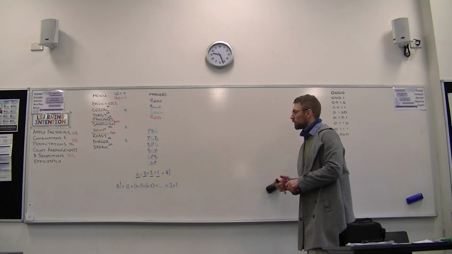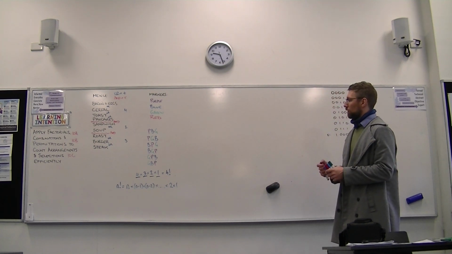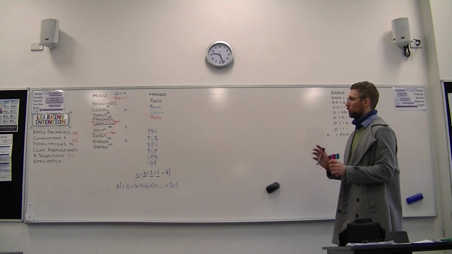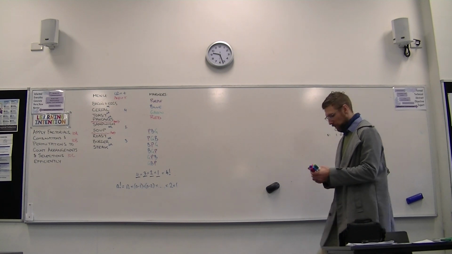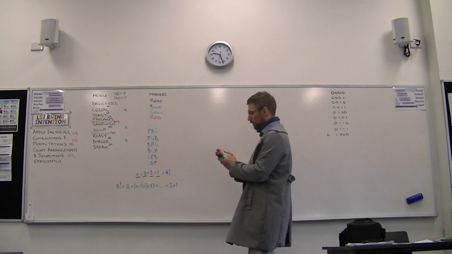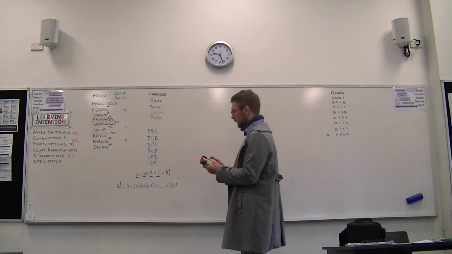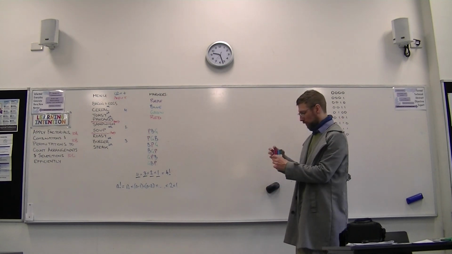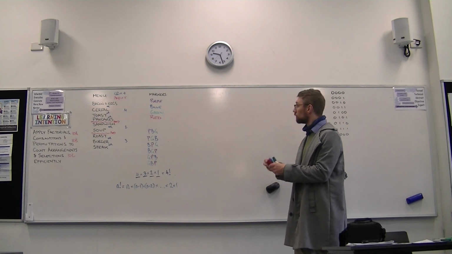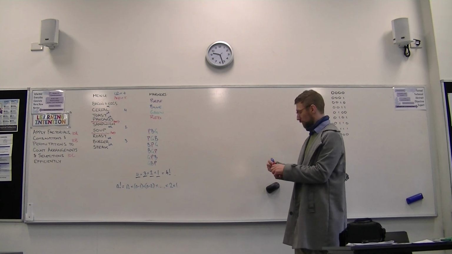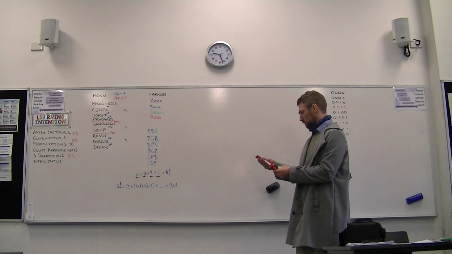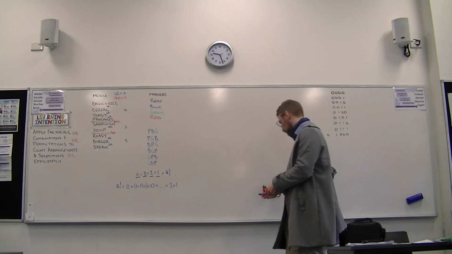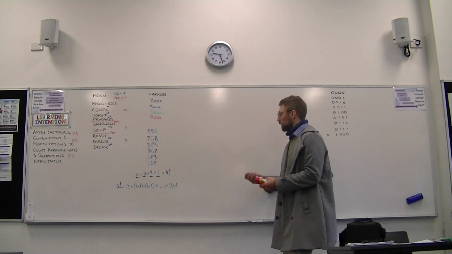Well, that's what we call a permutation. It's a very simple permutation. So now, we're going to be more annoying. What were my colours? Purple, blue, green, red.